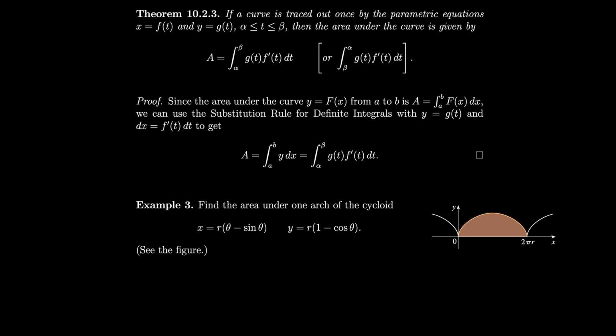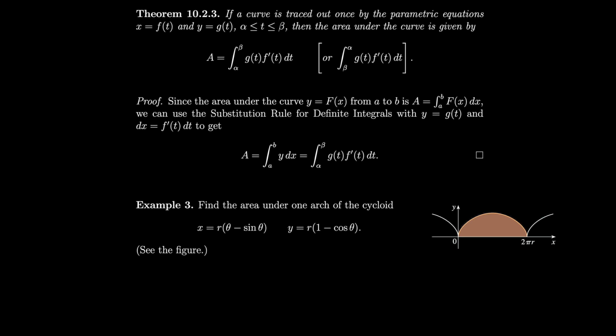Remember that we don't necessarily have an explicit formula for y as a function of x. Instead, for each of these problems, we're given y in terms of some parameter t. So we need to convert this integral to some function of t. We do that using substitution. We know that y is g of t, so we replace y with g of t. We replace our limits a and b with the corresponding alpha and beta t values. So now we just have to convert dx to some dt thing.